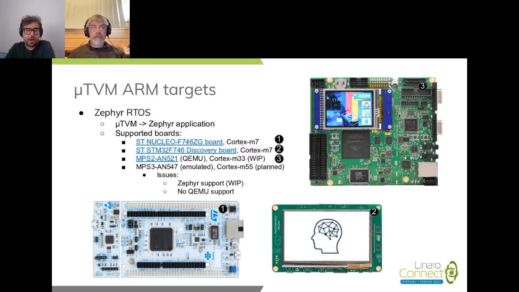And looking ahead, we are looking at the MPS3 AN547 board, which has a Cortex-M55 based MCU. That board is quite interesting because it has an Ethos-U55 NPU, and so we can offload some operations and delegate them to be executed on the NPU, not on the MCU.